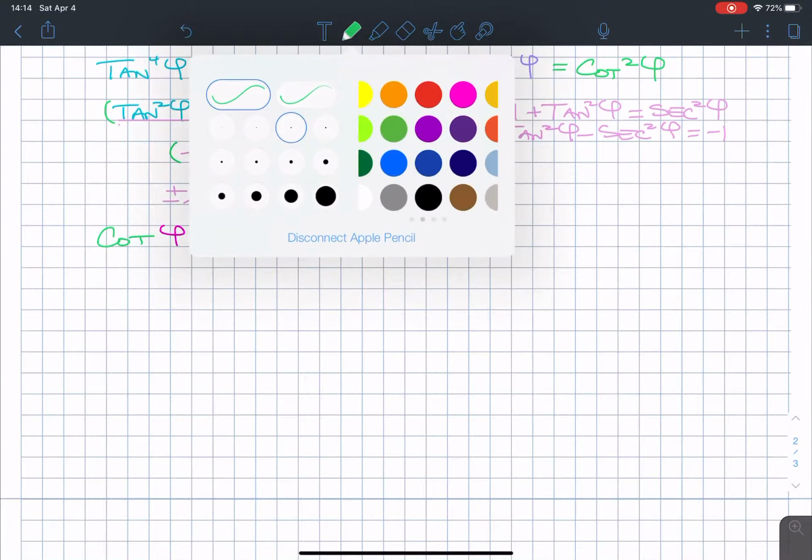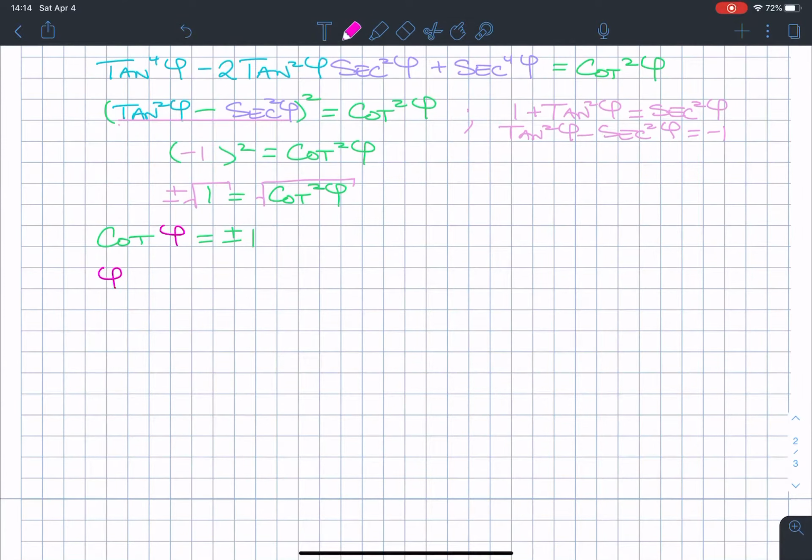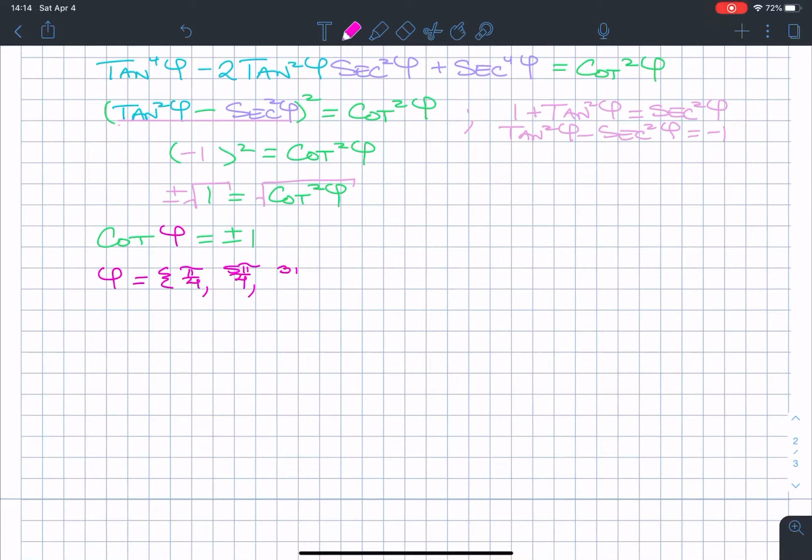Okay, so those values of phi between 0 and 2 pi, where cotangent is positive 1, is at pi over 4 and 5 pi over 4. And those values of phi where cotangent is negative 1 is at 3 pi over 4 and 7 pi over 4.